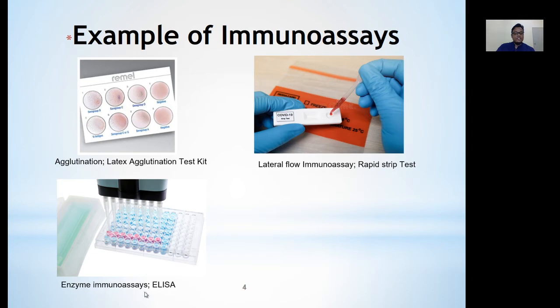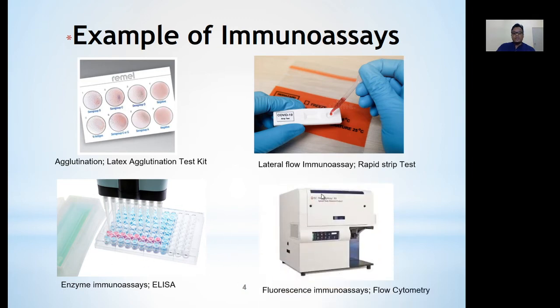We also have enzyme immunoassays. They use enzyme as the main principle. For ELISA, enzyme linked immunosorbent assay, very popular, widely used in the hospital. And also fluorescent immunoassays. This is the flow cytometry machine.